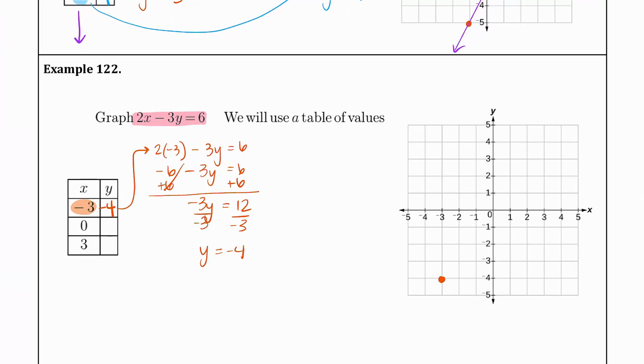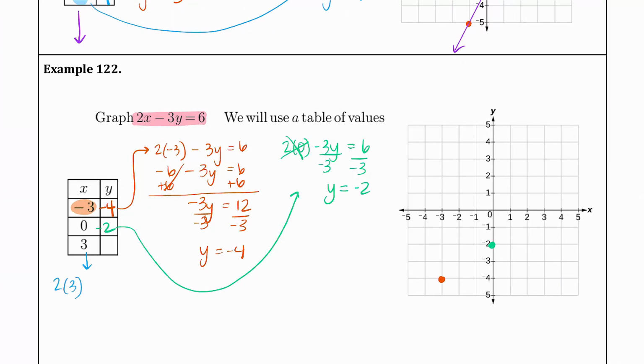Okay, second one, we're going to plug a 0 in. I'm going to come over here and do that. I've got 2 times 0 minus 3y equals 6. Well, that just gives me 0. So if I divide both sides by -3, I get y equals -2. So my second ordered pair is 0, -2. It's right here.